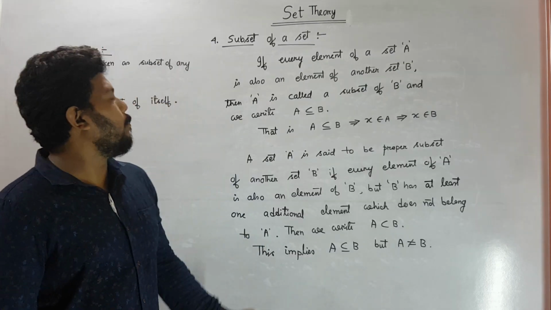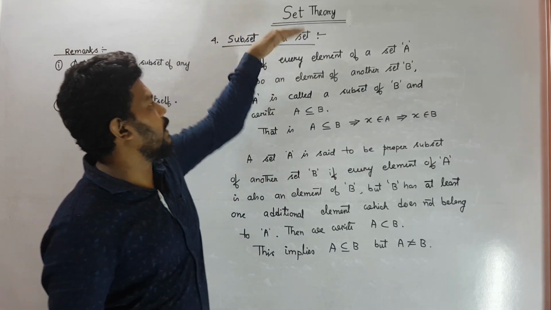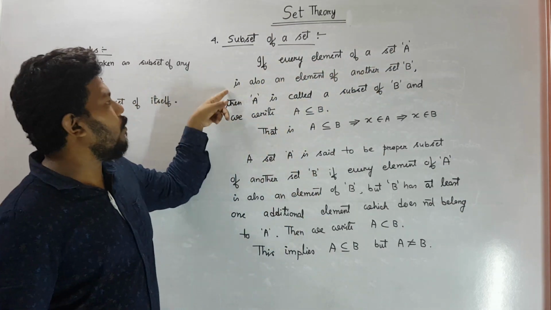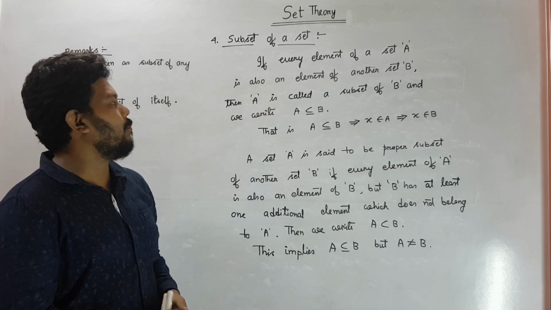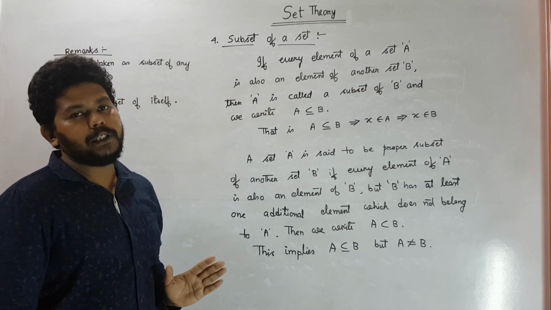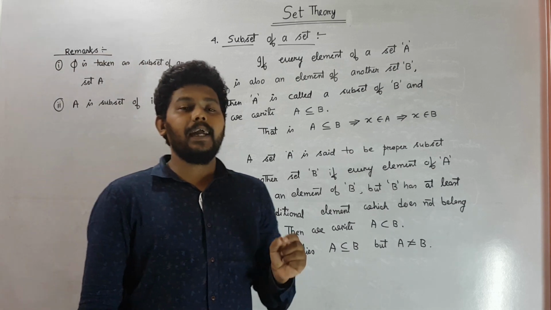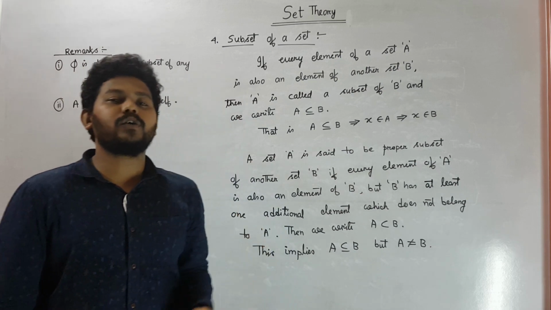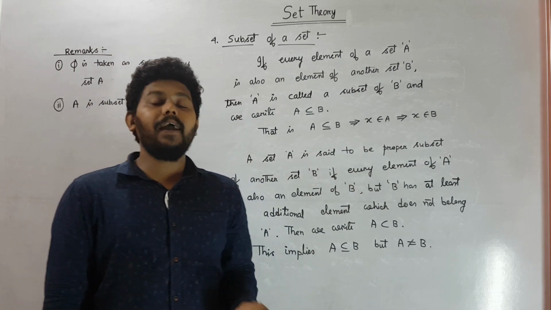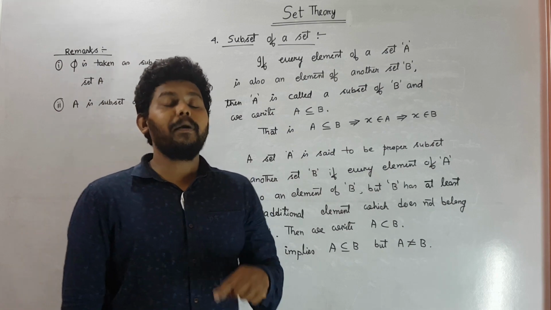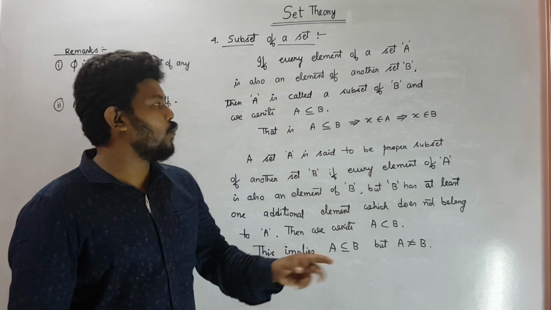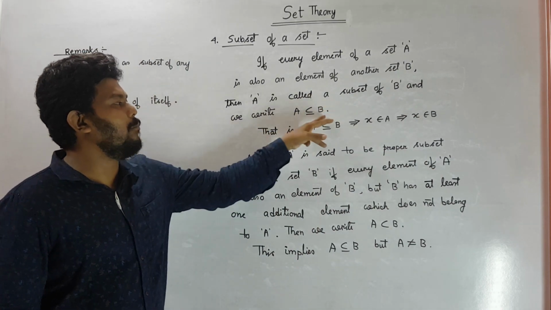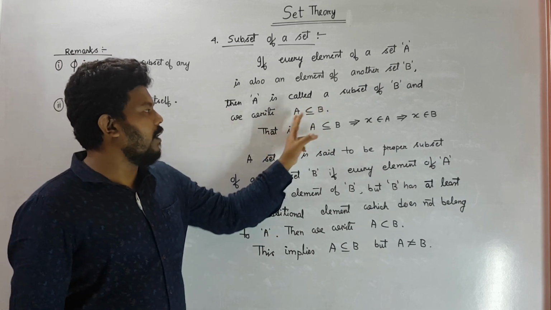Okay. Now number 4, subset of a set. If every element of a set capital A is also an element of another set capital B, then A is called a subset of B. That is, each and every element of set A is also present in set B, then A is called a subset of B. But A and B may have the same number of elements. That's why we write A is a subset of B. Here A and B can be equal.